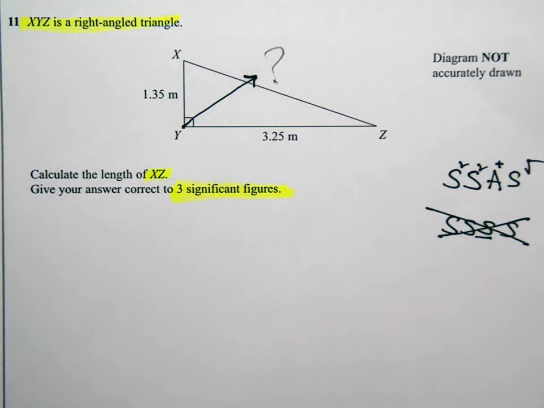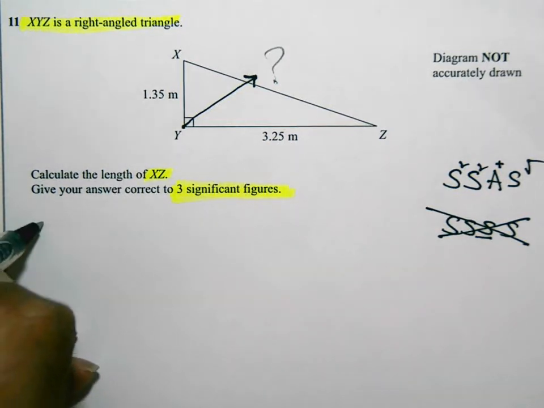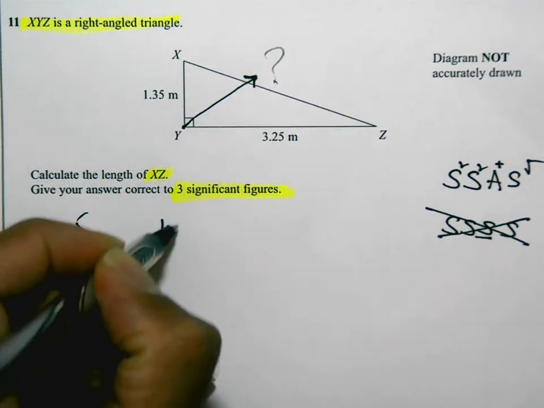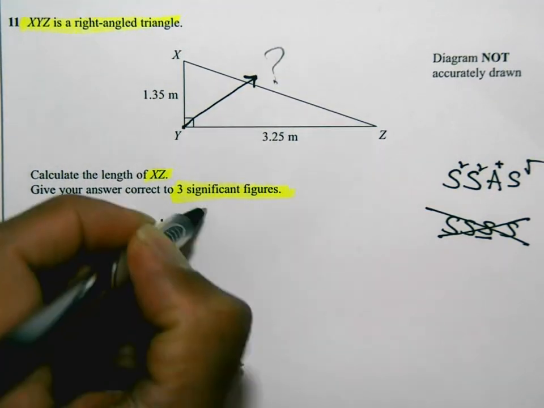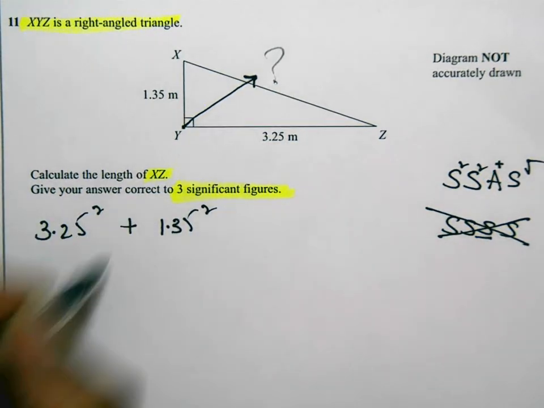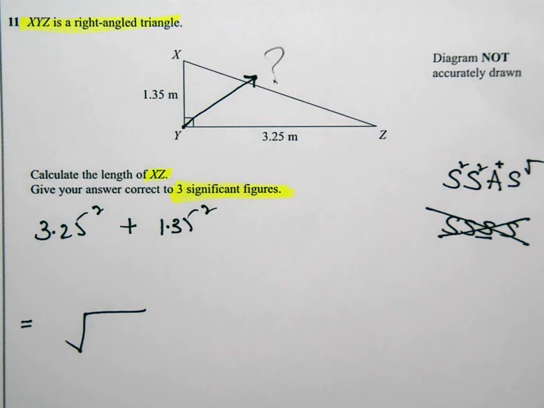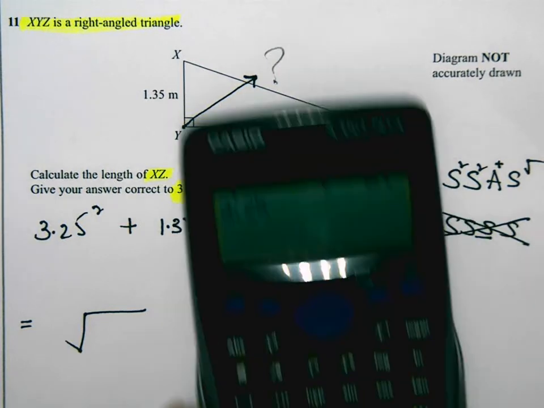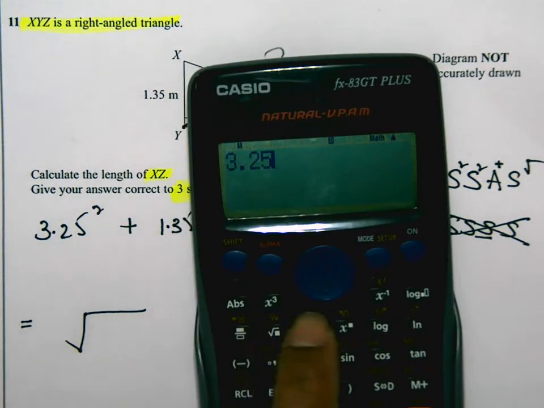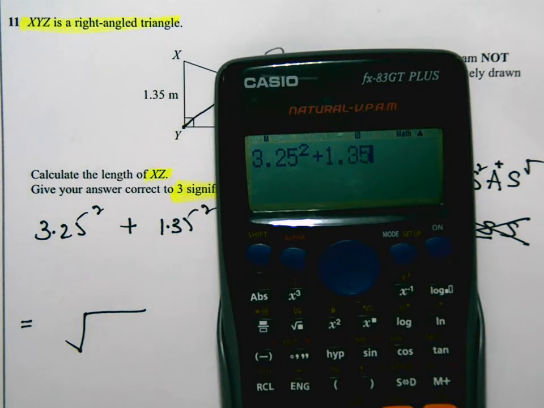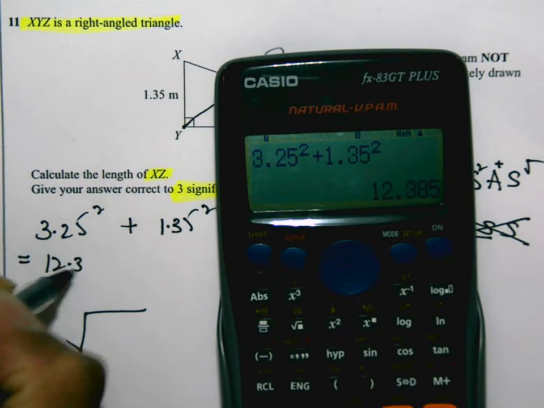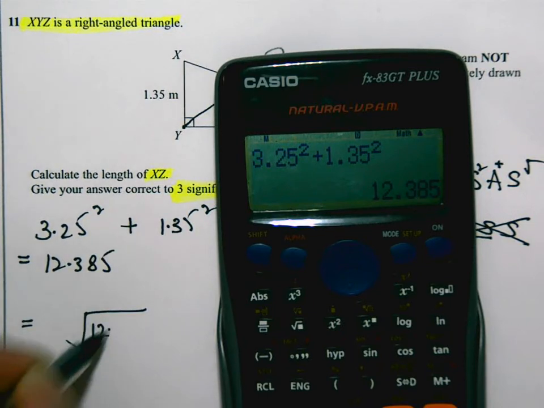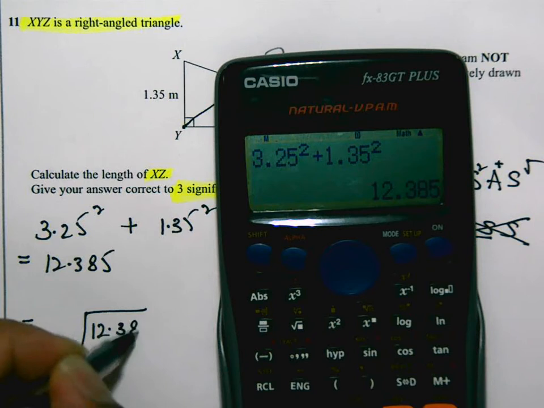I'm going to write down the two sides, 3.25 and 1.35. I'm going to square them, add, and then the answer I get, I am going to square root. So let's do this. We're going to work out 3.25 squared plus 1.35 squared equals, and that gives me 12.385. I'm now going to find the square root of 12.385, and that should give me my answer.